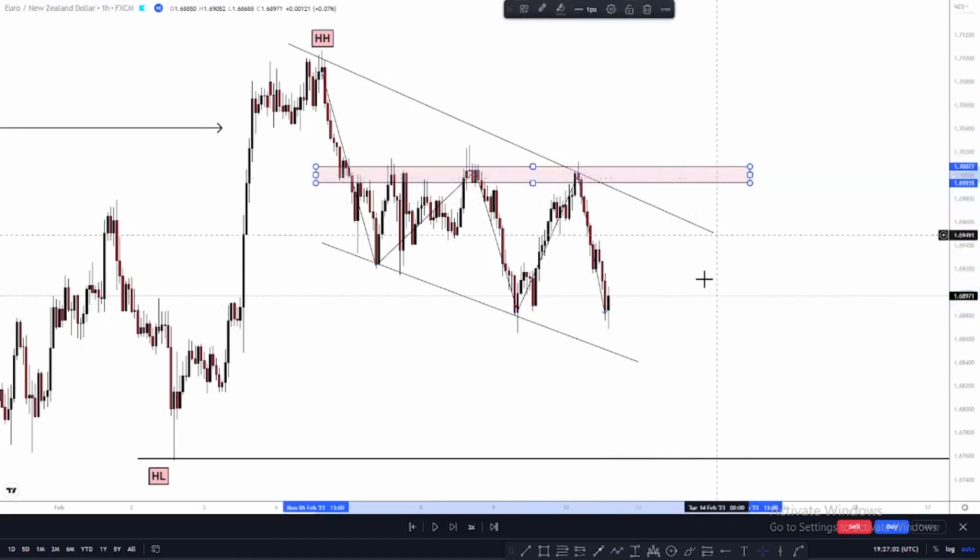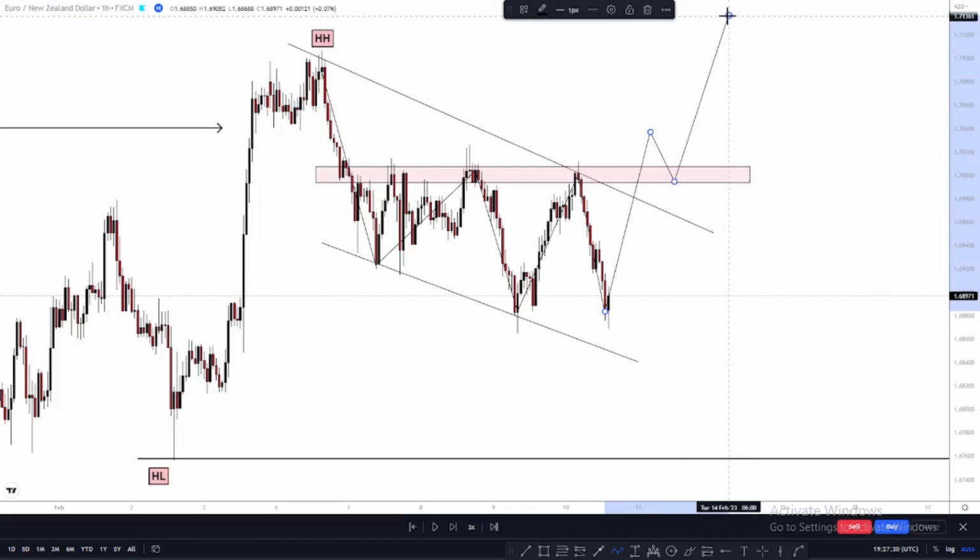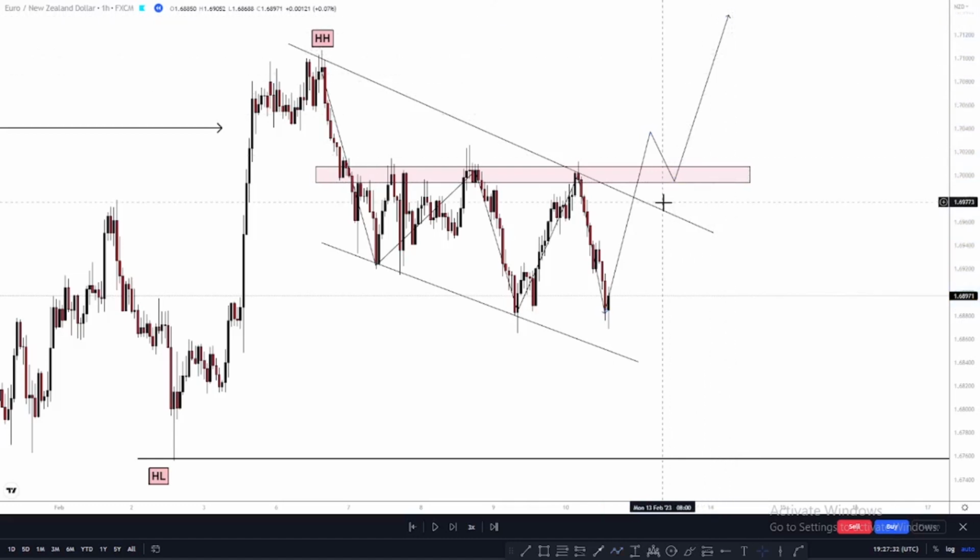But not just break out. After price breaks out, we are expecting it to retest this resistance again as support. After this resistance is retested, what will we be waiting for? We'll be waiting for a confirmation candle for us to go in for longs or buys. You get me?